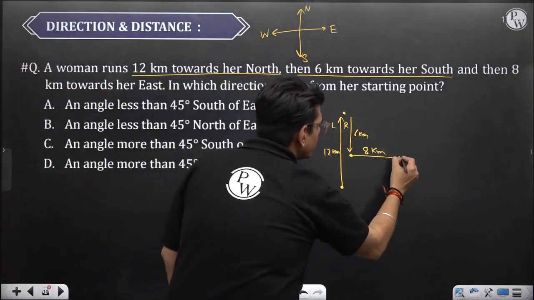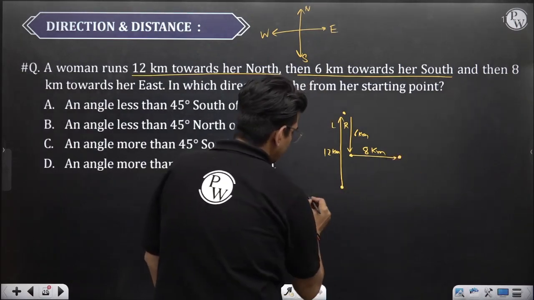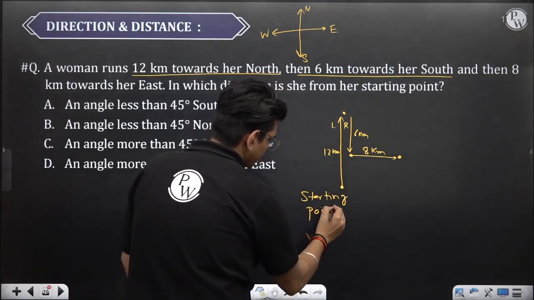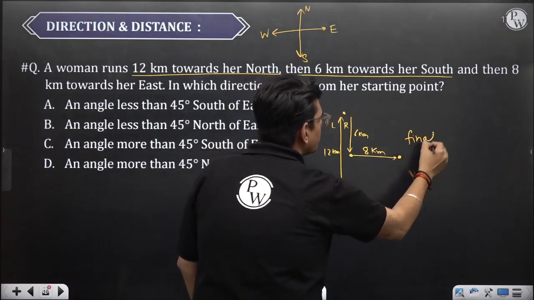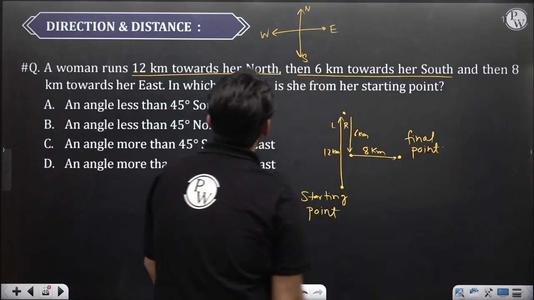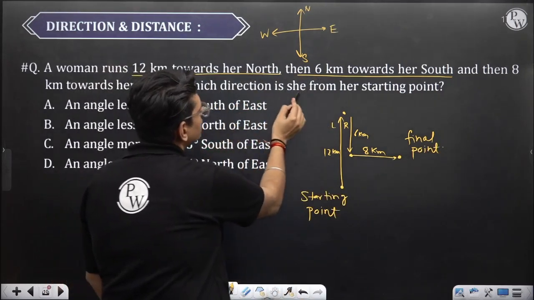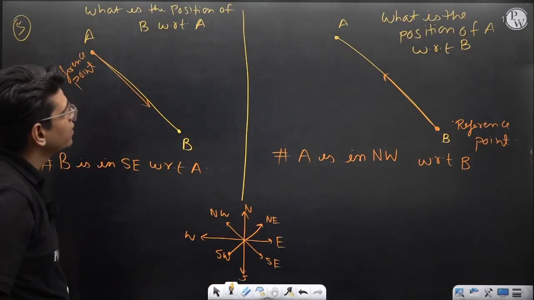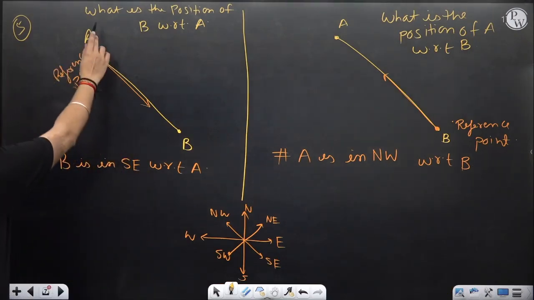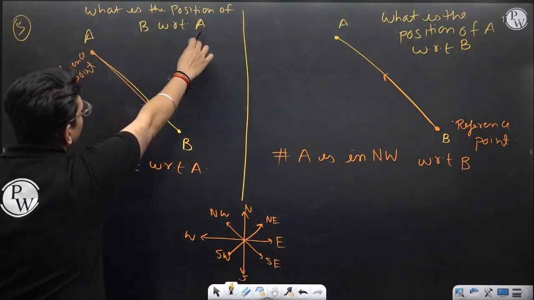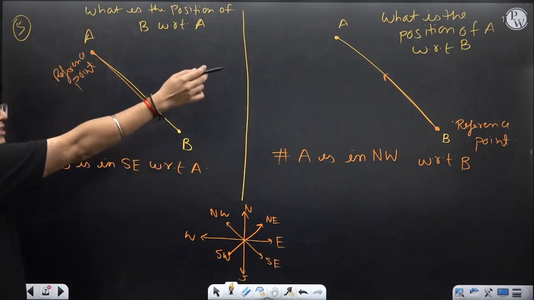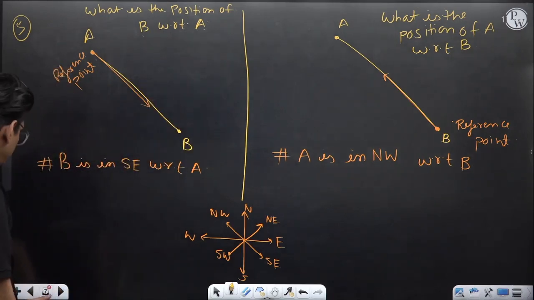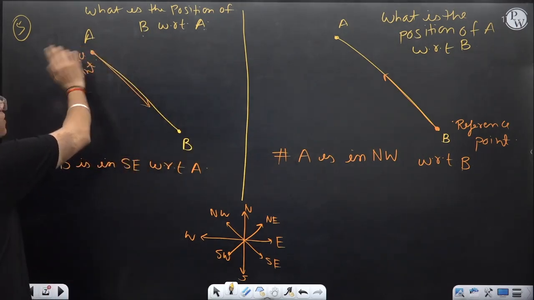So this is her starting point. This is her final point. Okay. Now we need to know in which direction she is from her starting point. The question is asking what is the position of B with respect to A. Similarly, in that question, it is asking what is the position of the final position with respect to the starting position, right? So the reference point will be the starting point.